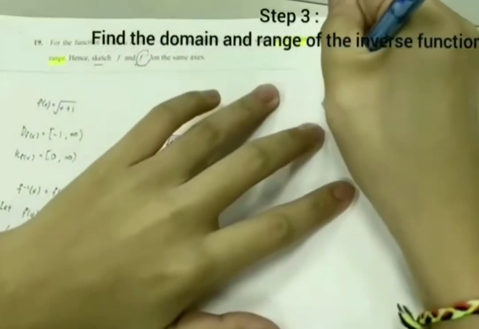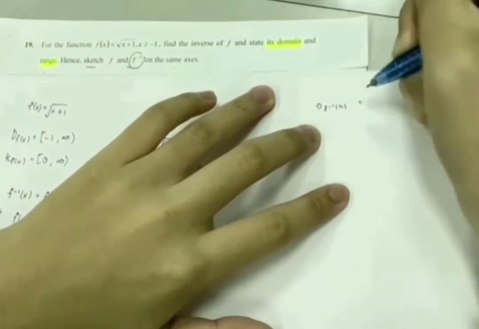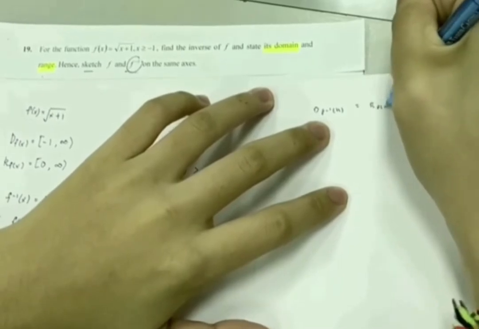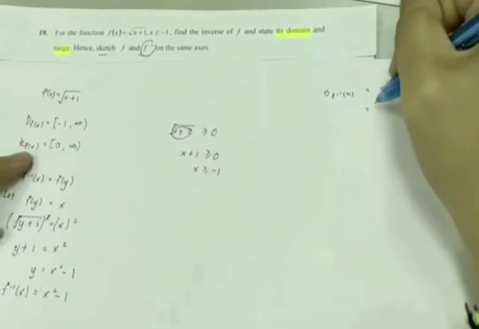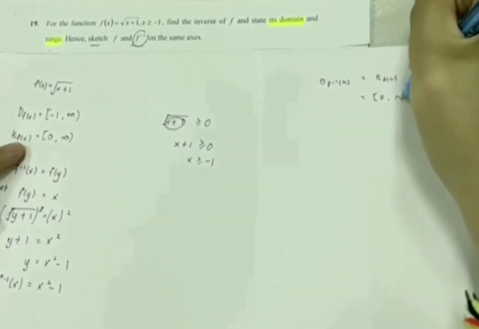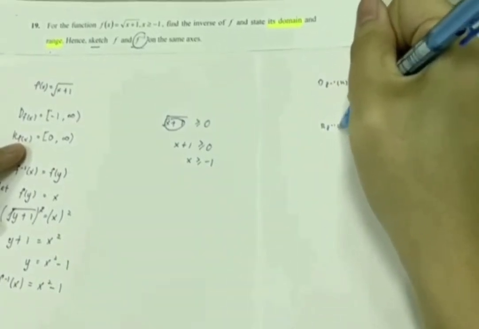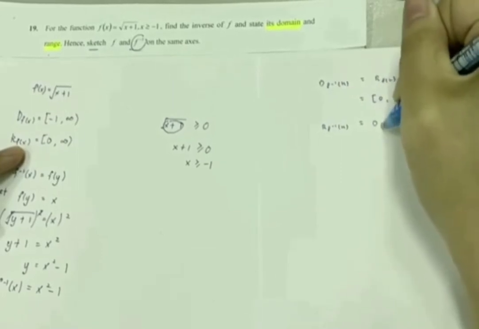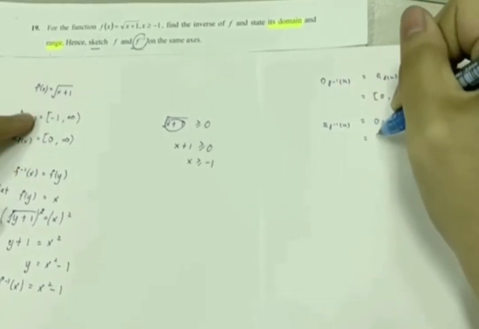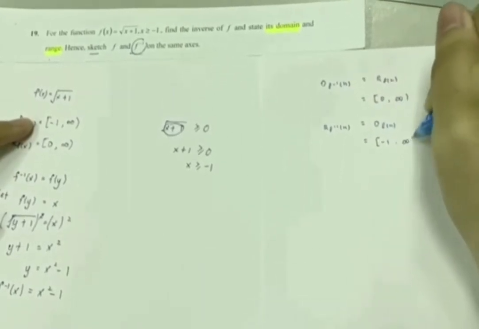In order to find the domain of the inverse function, it is equal to the range of the original function. Then we will get 0 to infinity. Then we find the range for the inverse function. It is equal to the domain of the original function. Then we will get -1 to infinity.